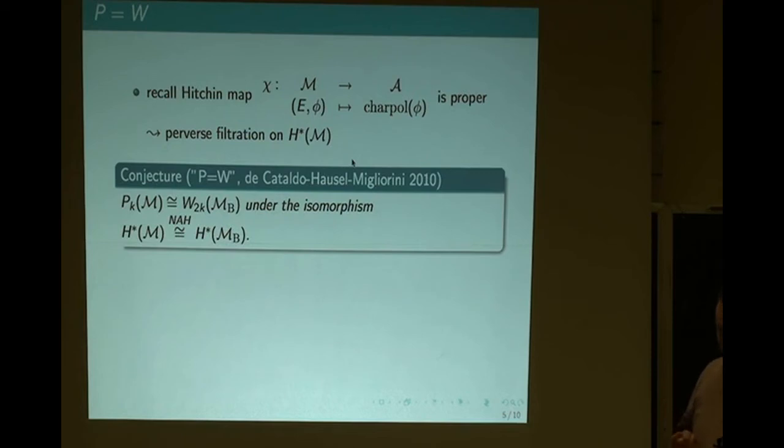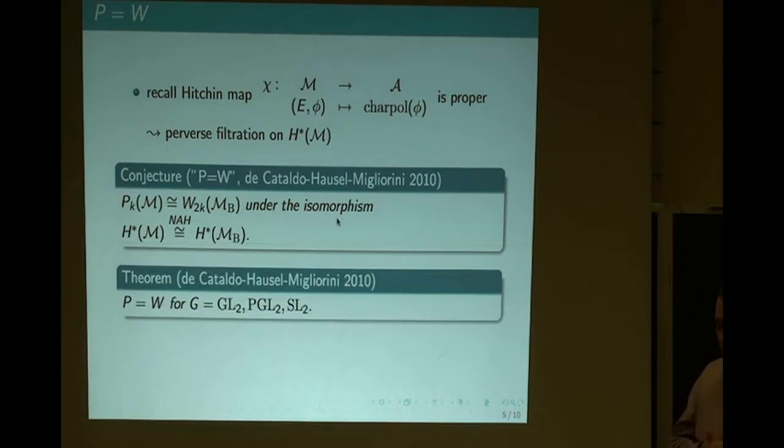And then, of course, if I am saying a conjecture, I should say a theorem as well, and fortunately now I can. We managed to prove for GL2, PGL2 and SL2, three independent and different in their own right cases, this conjecture that the perverse filtration agrees with the weight filtration.